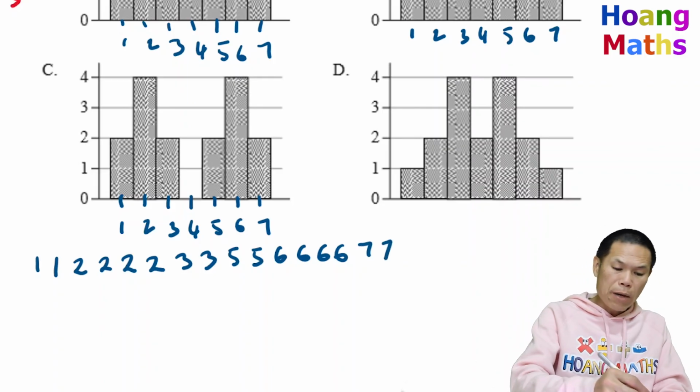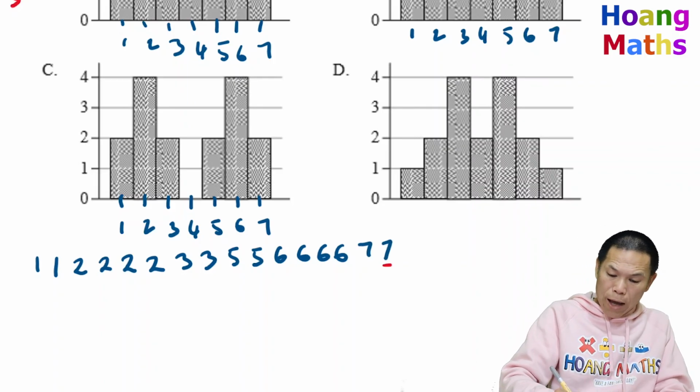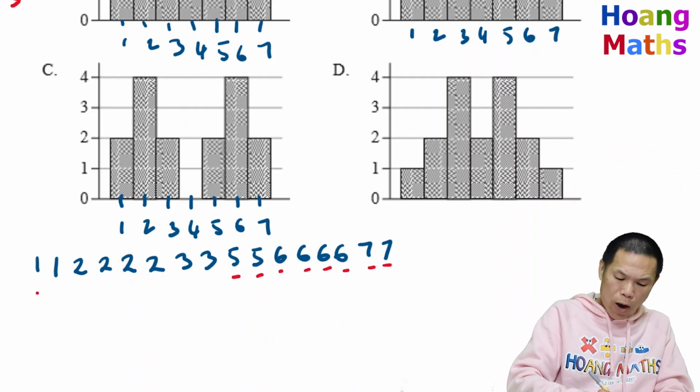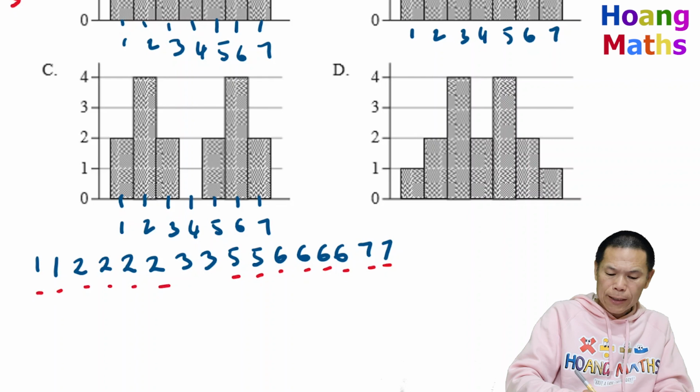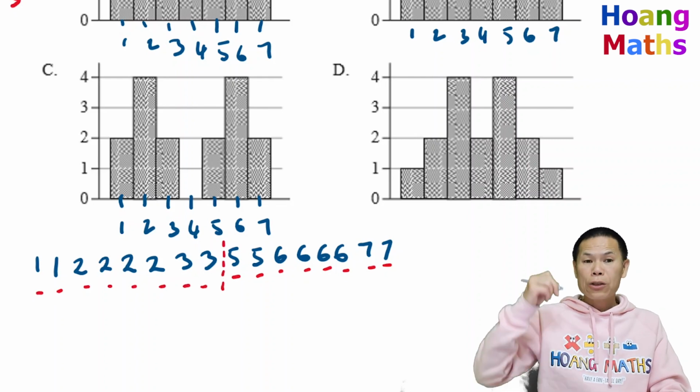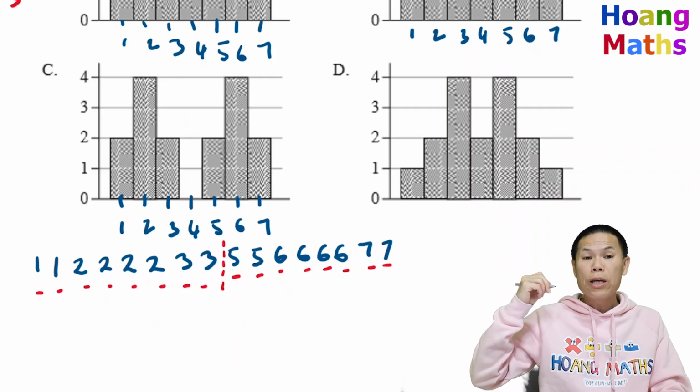Now let's find the median first. We have 8 values on each side when counting, so there you go, that is the median. The median is between 3 and 5.